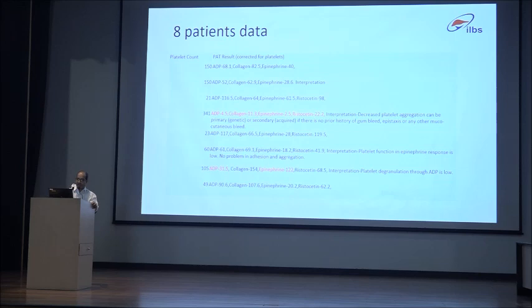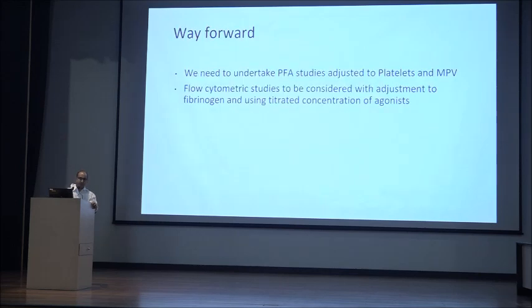Yes, our own study. Because of the contradicting results, we need to undertake platelet function studies which will be adjusted for the platelets and the MPV, the mean platelet volume. And flow cytometric studies can be considered with the adjustment to the fibrinogen and with the titrated concentration of agonist, not the suboptimal concentration which they used.